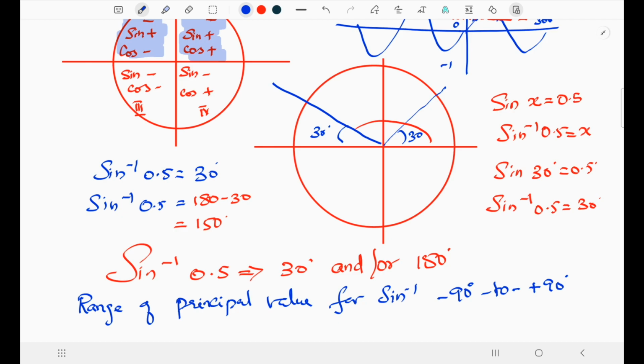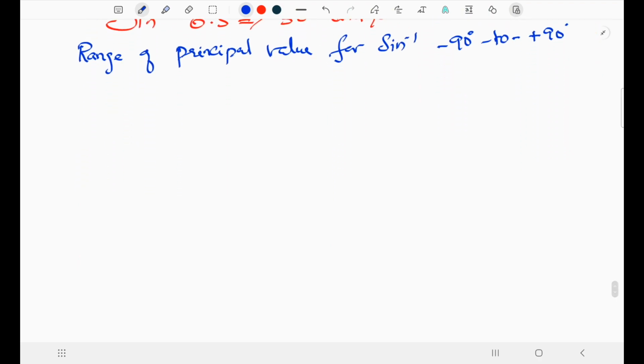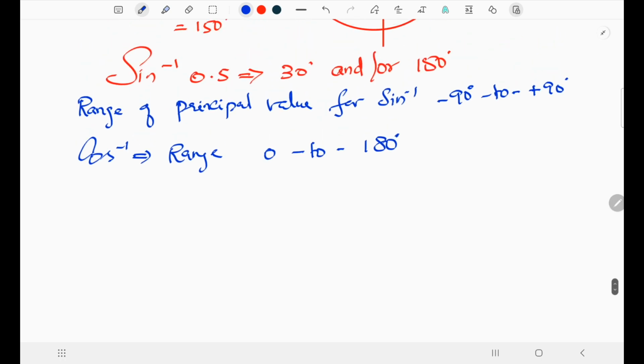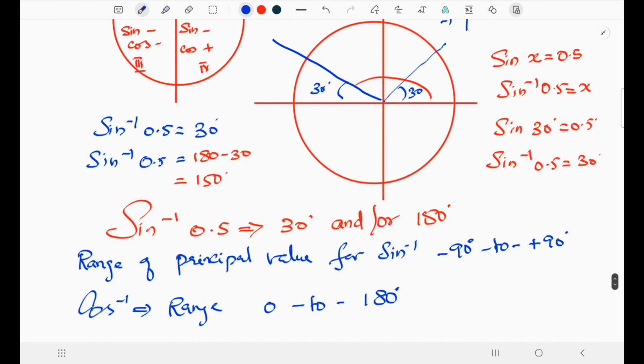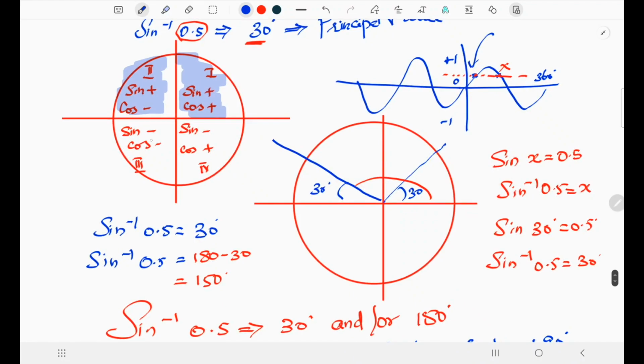Similarly, I go with the cos function. Now, for cos inverse, what is the range? The range is from 0 to 180 degree. Cos function, 0 to 180 degree. Same way, if you want to find cos of some value, we need to use the same quadrants.